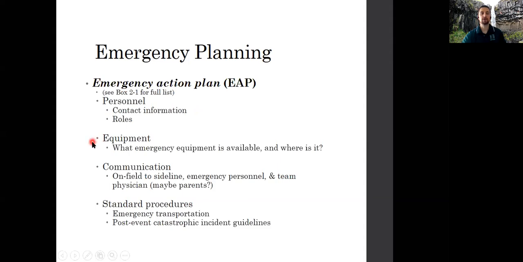All the equipment should be outlined, right? So if it's an emergency, where is it stored? Where is it located? Communication, that's obvious. Whether you're using cell phones or radios, who do you contact? All those things are very important.